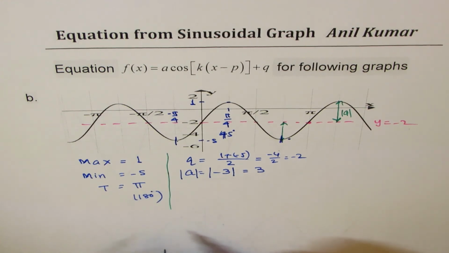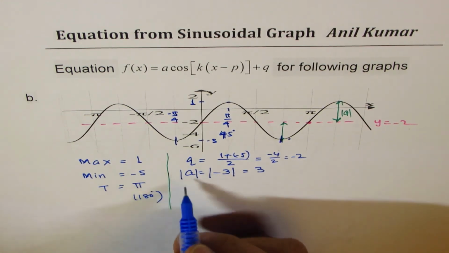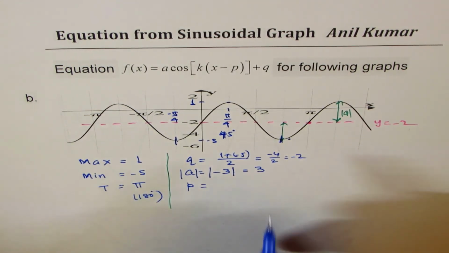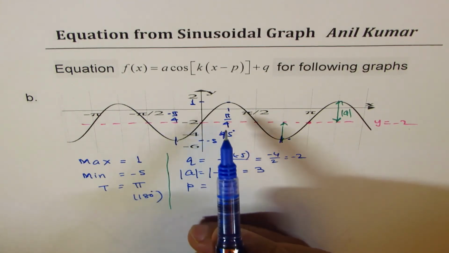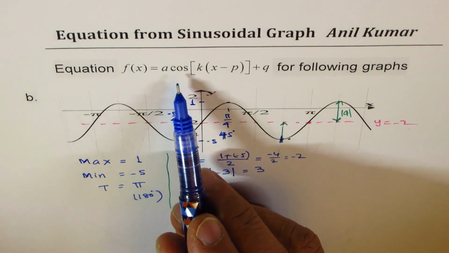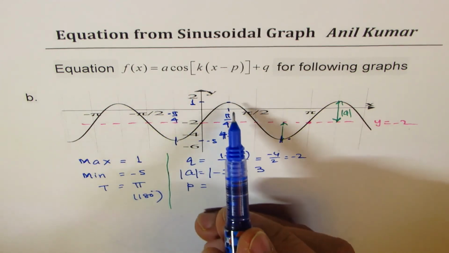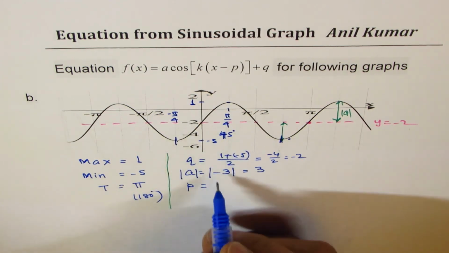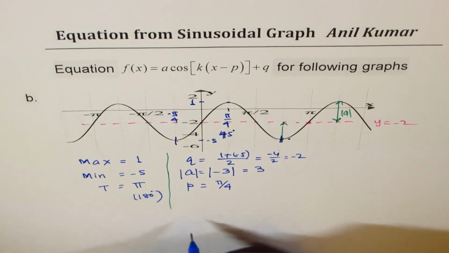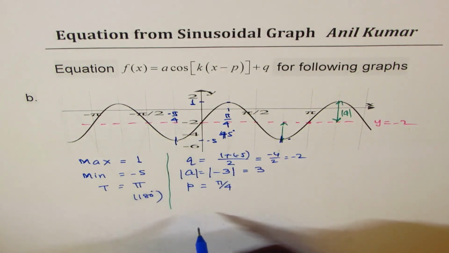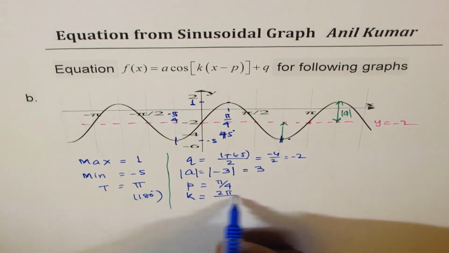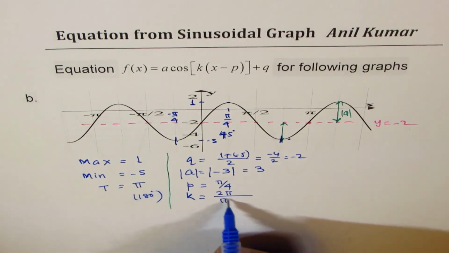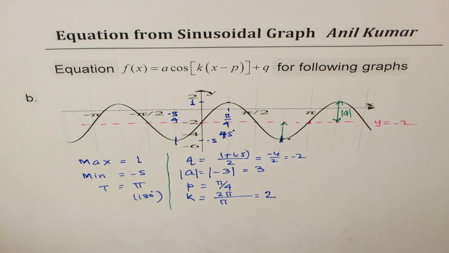Okay. Now what? Phase shift. Phase shift for us is, well, in this case, we are considering the cosine function, and the maximum starts from pi by 4, so phase shift is pi by 4, or 45 degrees. The value for k is 2 pi by the time period, which is pi, so k is 2 for us.